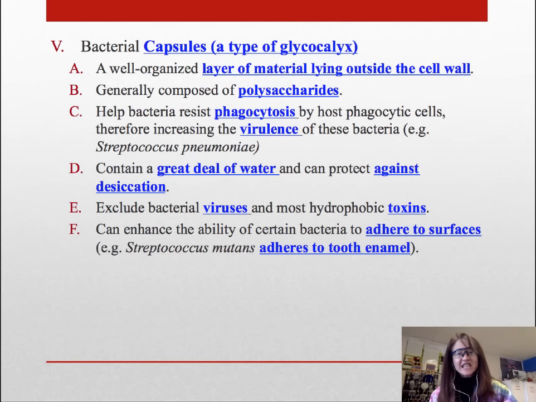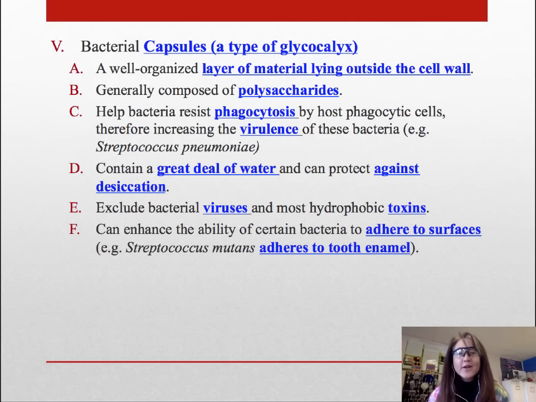Now, the last differential stain that you're going to perform is the capsule stain. Remember that a capsule is a type of glycocalyx. So is a slime layer. We're going to be looking this time for capsules because we can actually see them in vitro on the bench top. So there's a really well-organized layer of material lying outside the cell wall, generally polysaccharide, carbohydrate, that is going to form a very thick protective coat around the bacteria.